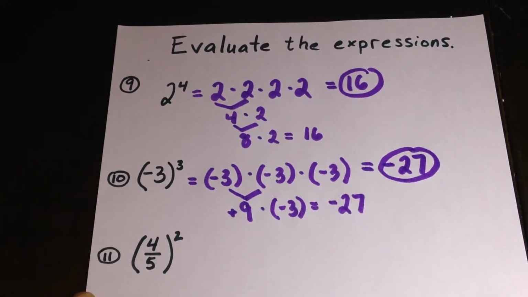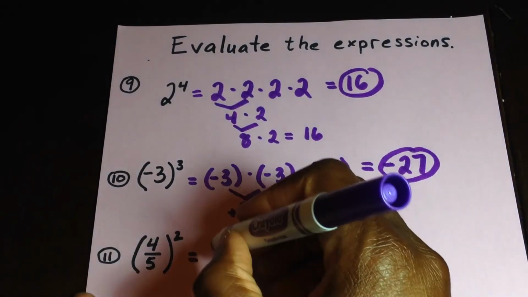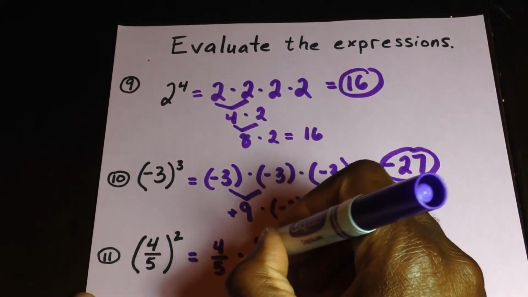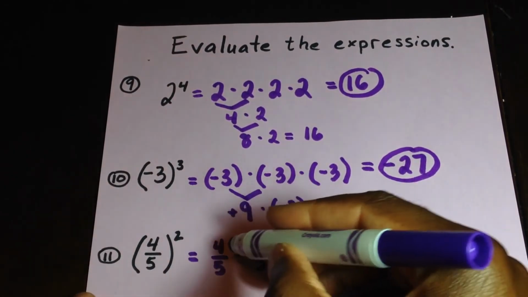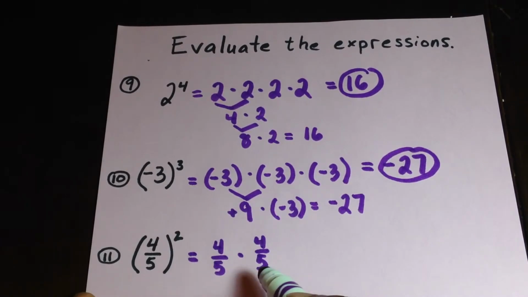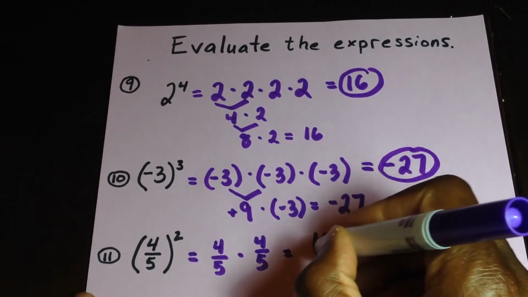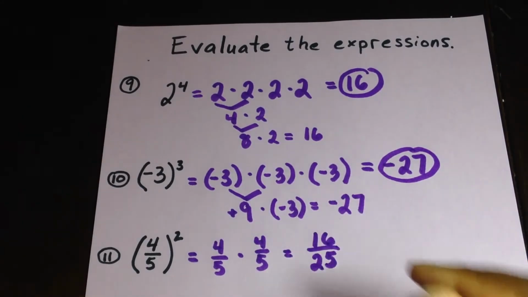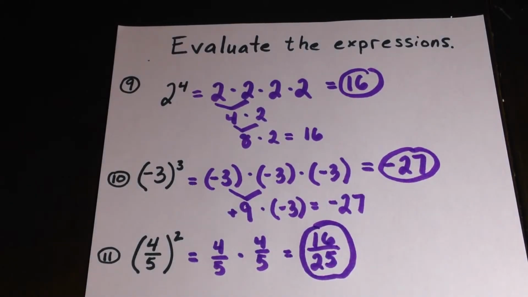Okay, how about this one? It's a fraction. We got 4/5 to the 2nd power. Remember, the base is 4/5. So that's going to be equal to, in expanded form, 4/5 times 4/5. Now remember, to do the multiplication, you multiply the numerators and you multiply the denominators. So 4 times 4 is equal to 16, and 5 times 5 is 25. So what we get when we evaluate the expression is 16/25.